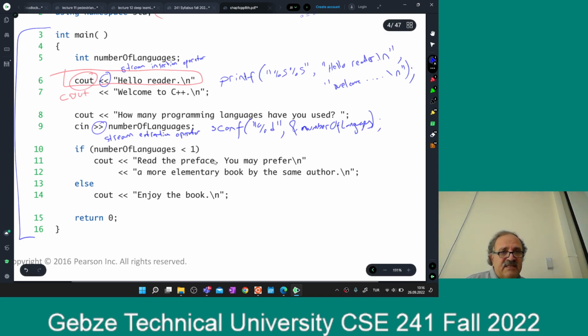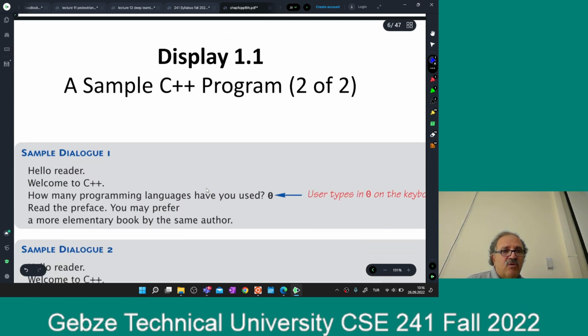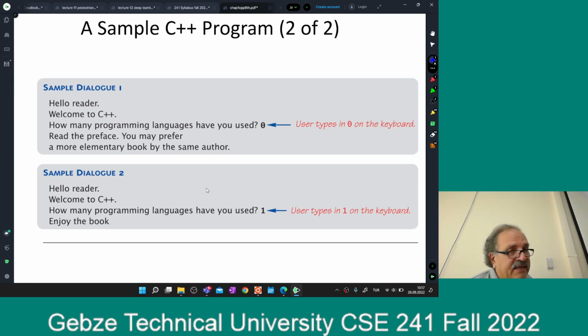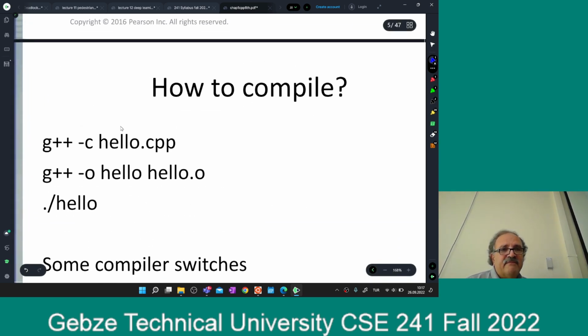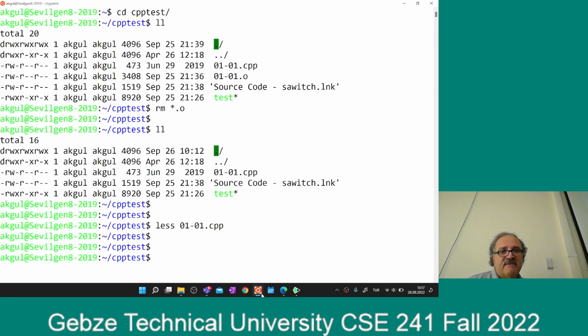So this is the program. When you compile and run it, you are going to get something like this. Hello reader, welcome to C++. How many programming languages have you used? It says 0, and it says read the preface, this is not a good book for you. If you have used one programming language before, then this is okay. And this is how we compile stuff. We say g++ -c hello.cpp. Okay, let me compile it. Where is my, here it is. g++ -c is for compiling. Compile this for me.